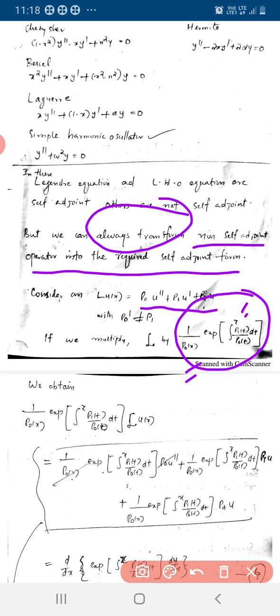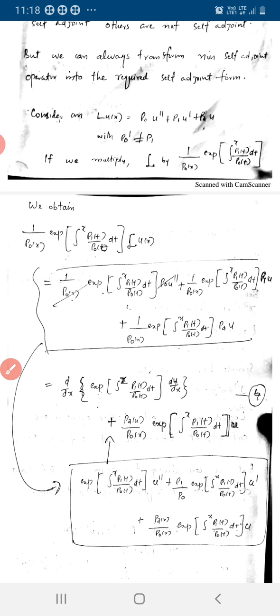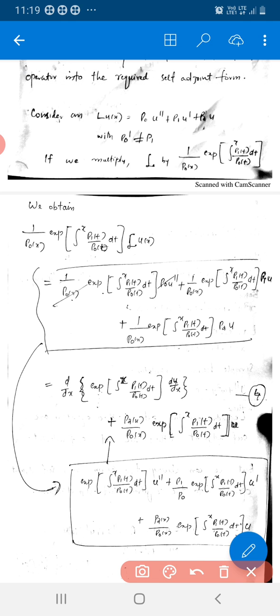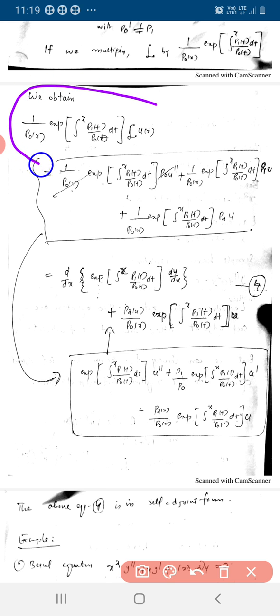So a non-self-adjoint one can be transformed into a self-adjoint one. That we can prove here. Suppose I am multiplying this equation by what? We are multiplying this Lu of x by this 1 by P0 of x exponential integral x P1 of t by P0 of t into dt, Lu of x.